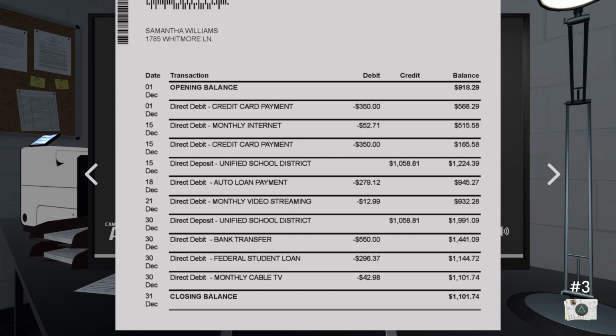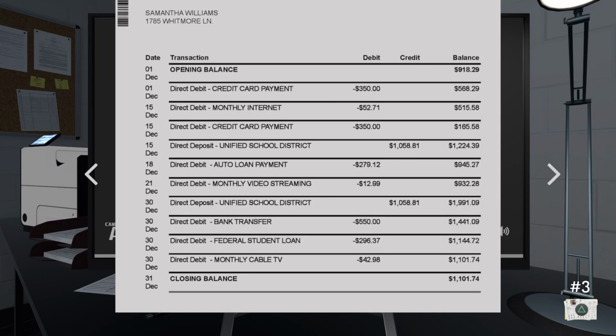So it's by interval of 350. There's a cost for the internet bill, and then we see that her salary, she gains 1,058 at her school district, which is fine. Loan payment, monthly video streaming, that tracks out, but I haven't seen that bill being paid on the month of January or February. So I believe that this is a way to catch up for a lie.